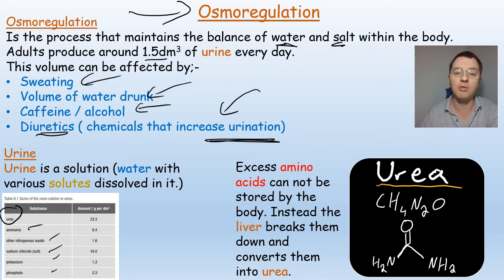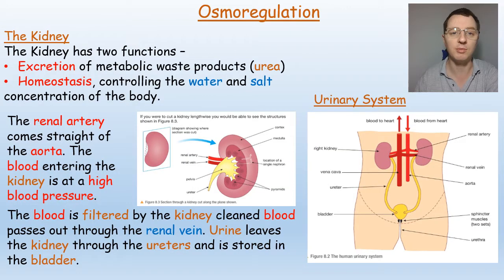So what happens is your body will break down the amino acid into a usable carbohydrate, which can be used in respiration, and urea. And this process happens in your liver. So the liver cells will create the urea from the excess amino acids and release that urea into the blood, where it will travel to the kidney for it to be removed.